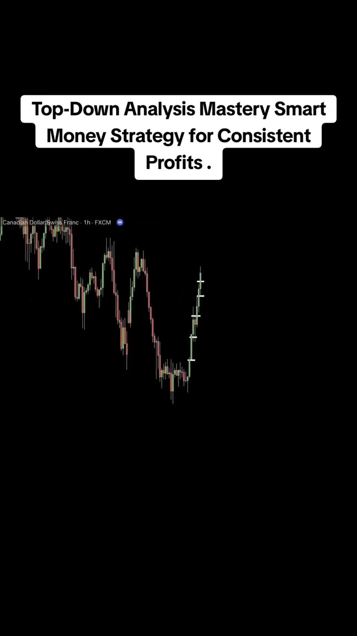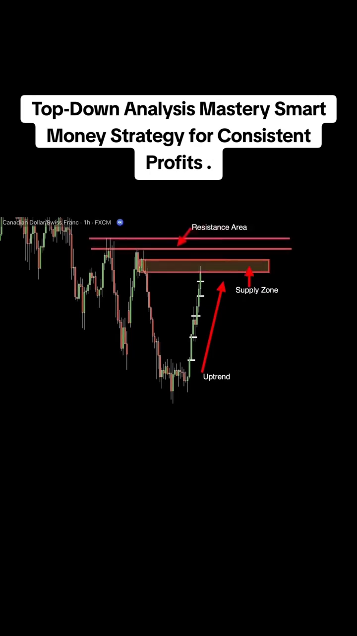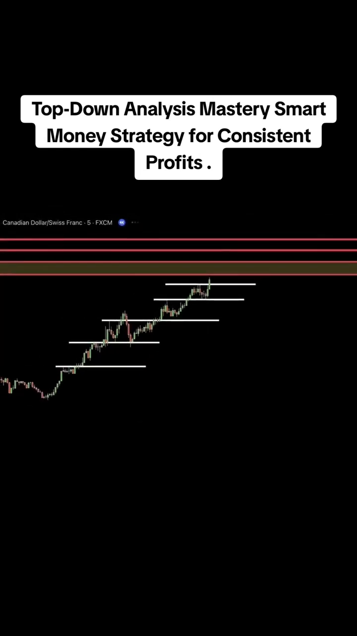On the hourly, the market is indeed in an uptrend, but it's approaching a major resistance level and a strong supply zone. These higher time frame levels act as potential reversal points where price could turn down sharply. Now, let's return to the 5-minute chart with this new insight.